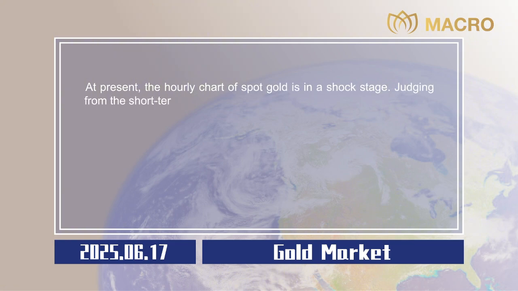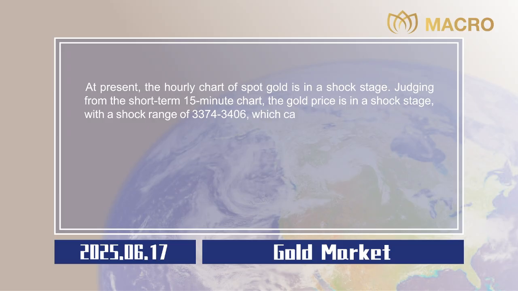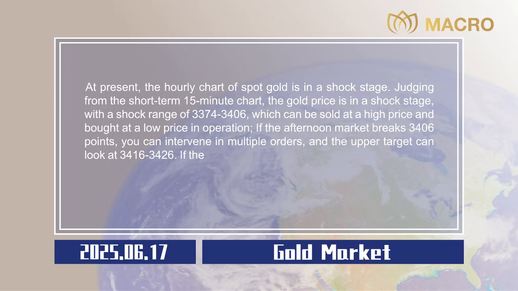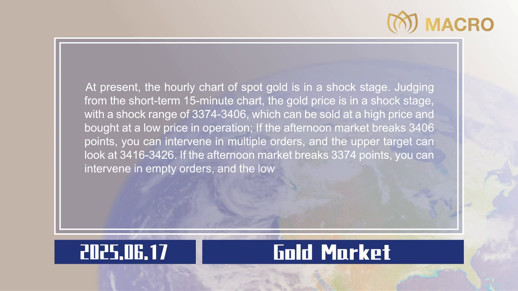Judging from the short-term 15-minute chart, the gold price is in a shock stage, with a shock range of $3,374 to $3,406, which can be sold at a high price and bought at a low price in operation. If the afternoon market breaks 3,406 points, you can intervene in multiple orders, and the upper target can look at $3,416 to $3,426. If the afternoon market breaks 3,374 points, you can intervene in empty orders, and the lower target can look at $3,364 to $3,354. Stop losses are all $5.